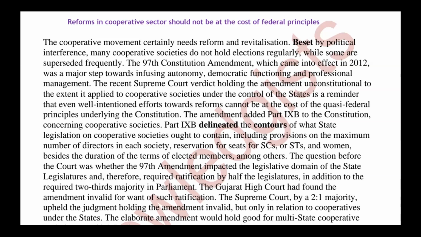तो क्या बोला गया है? As a recent जो सुप्रीम कोर्ट verdict है उसके हिसाब से क्या बोला गया है कि if you are having well intention or if you are giving effort towards a reform, even then you can't lead it in a positive way because of the quasi-federal principles of our constitution. The amendment added Part IX-B to the constitution concerning cooperative societies.